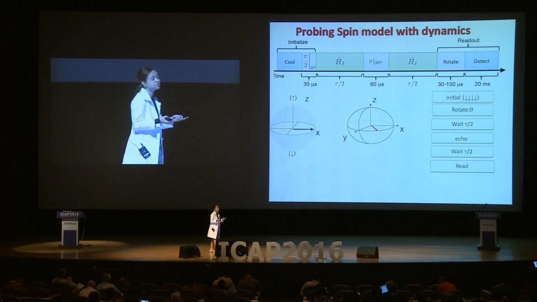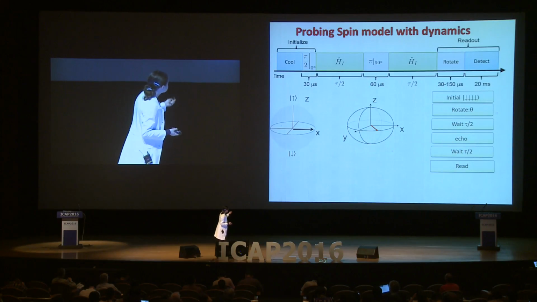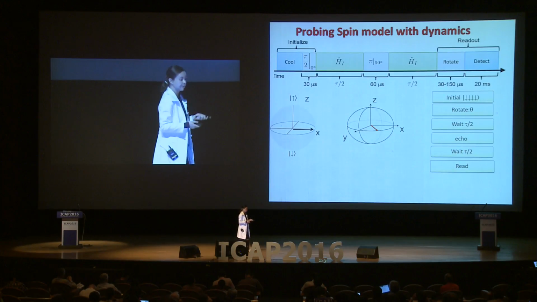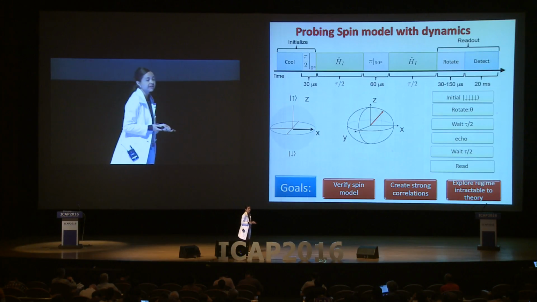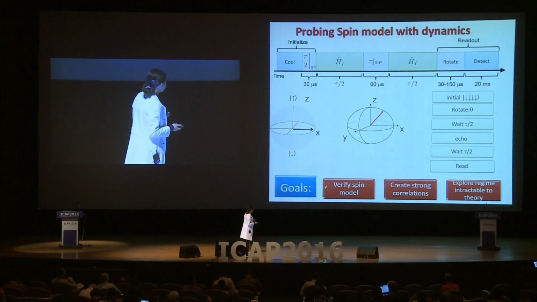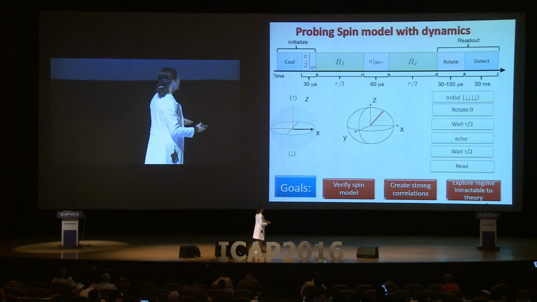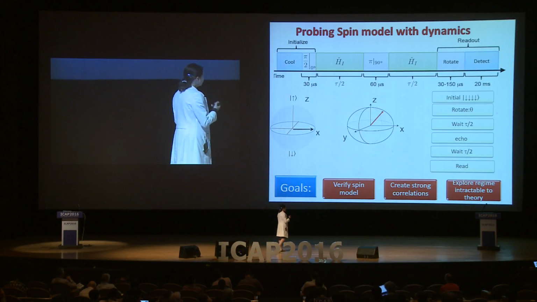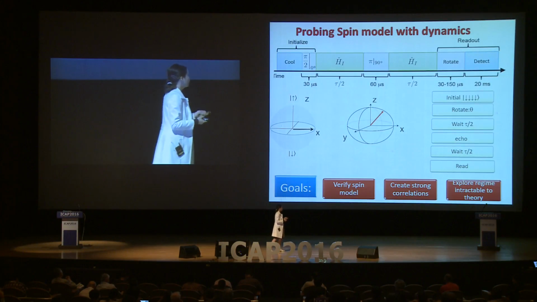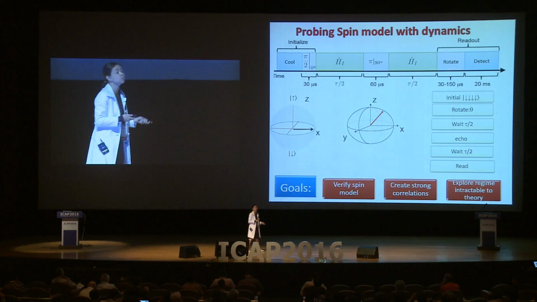The other way is to look at a quench. We have a large magnetic field that sets the spins pointing along x, then we quench it and look at the dynamics. All right. So what are the goals? Today, I'm going to try to verify that they actually have the spin model that we think they have, that phonons are in fact not important, and that we can aim for creating strong correlations and hopefully go to the regime that is intractable to theory, where we can do a quantum simulation.